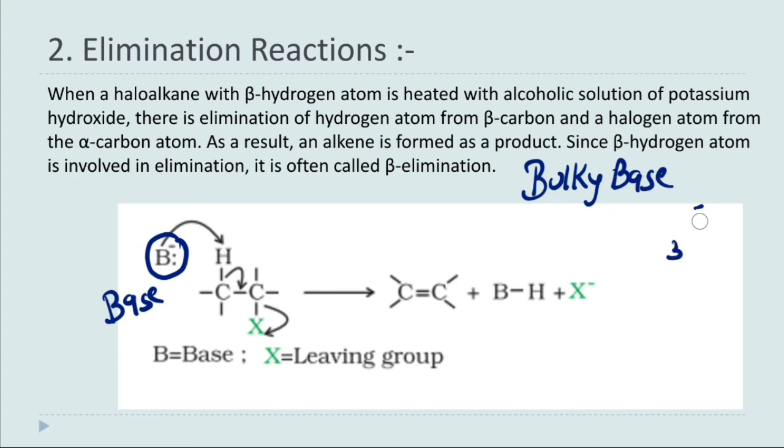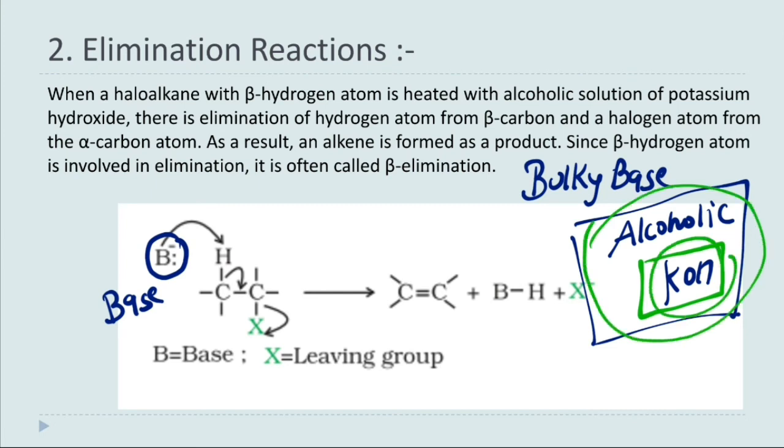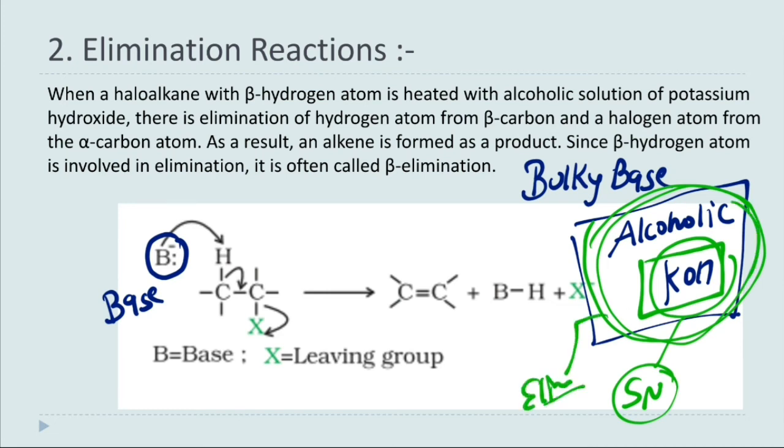Also alcoholic KOH is responsible for elimination reactions. So you have to check whether KOH is given in the reaction or alcoholic KOH is given. If it is KOH, then it will show SN reaction, nucleophilic substitution. But if it is alcoholic KOH, it will show elimination reaction. So you have to check while solving the question.